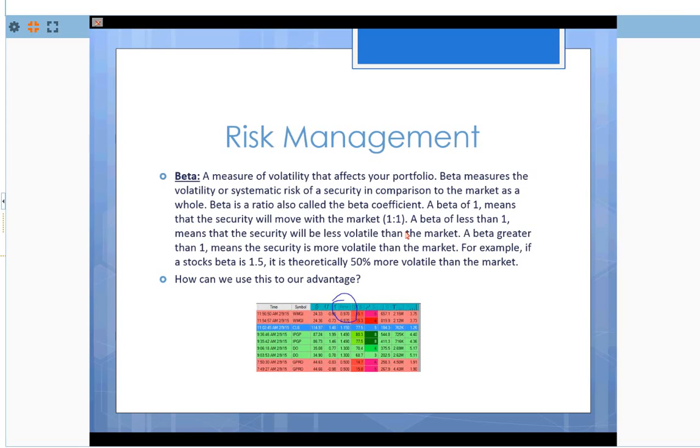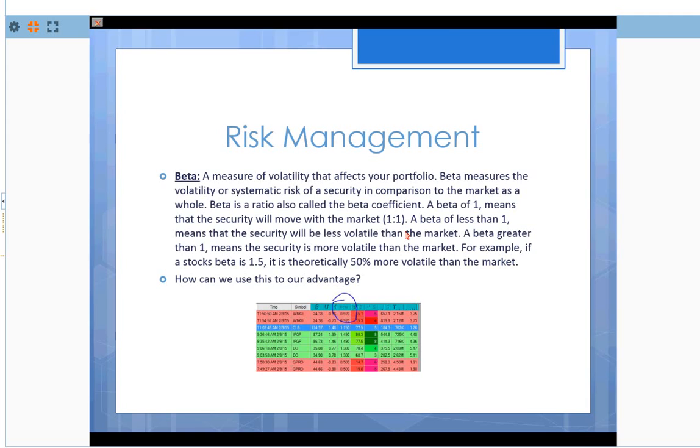So why is this important? How do we use this to our advantage? Well, if a stock has a beta of 1.5 or 2 and the market takes a dump, we can expect that the sell-off of a stock that has a beta of 2 is going to be 200% more volatile than it would be in the S&P.